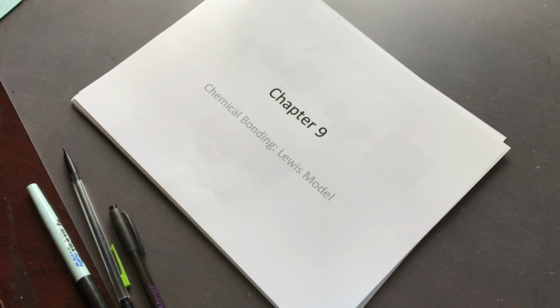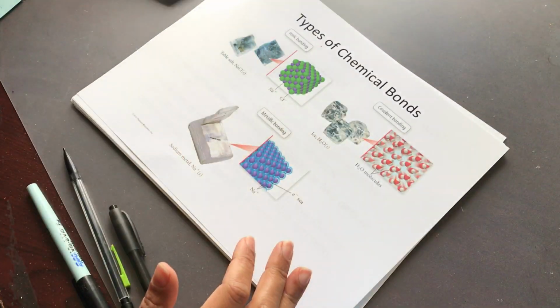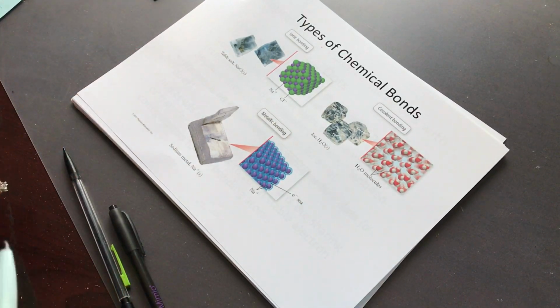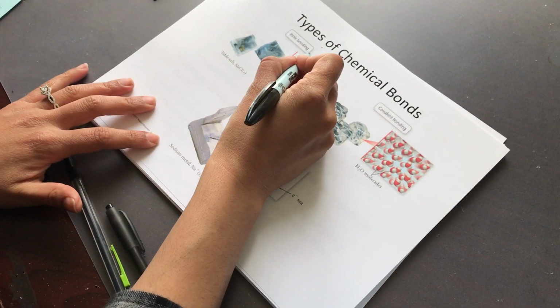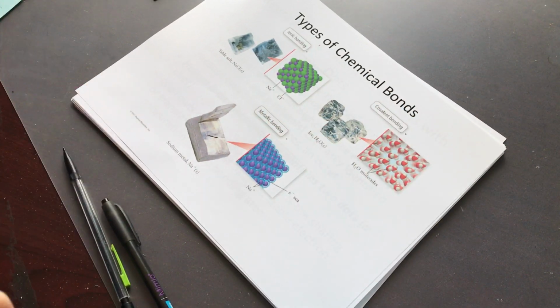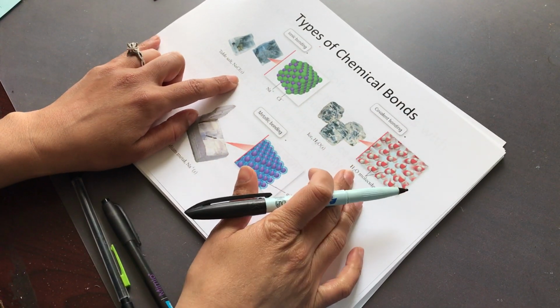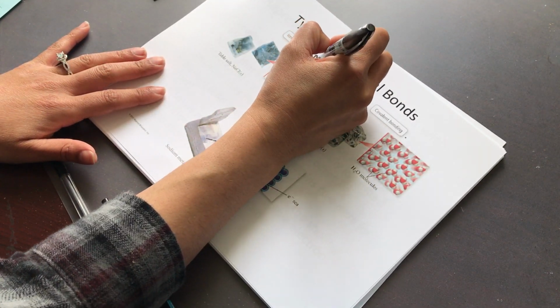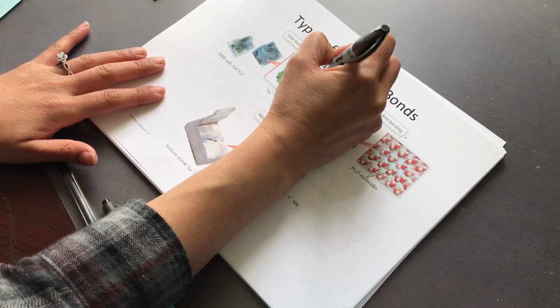Chapter 9, Chemical Bonding, the Lewis Model. So first let's talk about the types of chemical bonds there are. We have ionic bonding, covalent, and metallic. Now, ionic and covalent have already been talked about. An ionic bond happens when you have a metal plus a nonmetal.